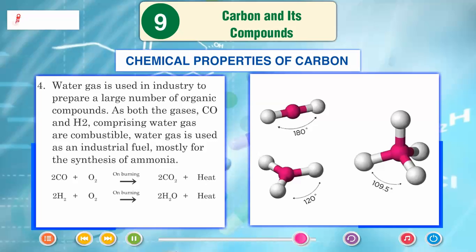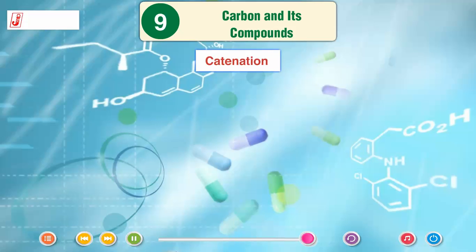Water gas is used in industry to prepare a large number of organic compounds. As both the gases, CO and H2, comprising water gas are combustible, water gas is used as an industrial fuel, mostly for the synthesis of ammonia. 2CO plus O2, on burning, gives 2CO2 plus heat. 2H2 plus O2, on burning, gives 2H2O plus heat.